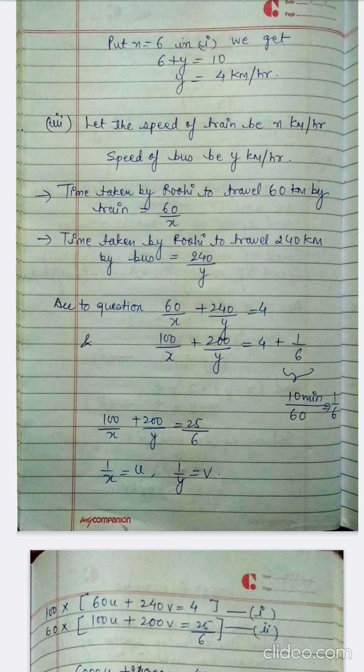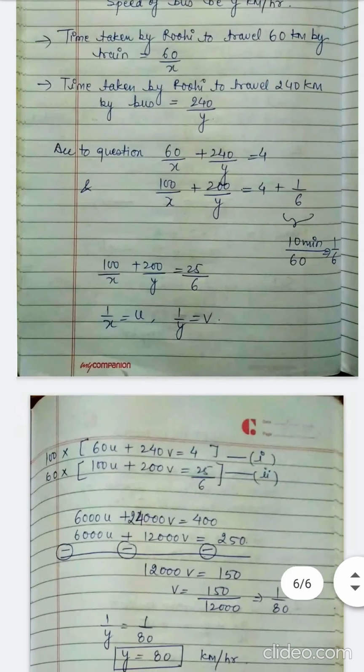Further, next condition, if she travels 100 km by train and the remaining by bus, she takes 10 minutes longer. It means she has taken 4 hours plus 10 minutes, right? So we have to convert 10 minutes into hours. That is 10 by 60, which is 1 by 6 hours. It means 100 upon x plus 200 upon y is equal to 4 plus 1 by 6. By solving this, we get 100 upon x plus 200 upon y is equal to 25 upon 6.